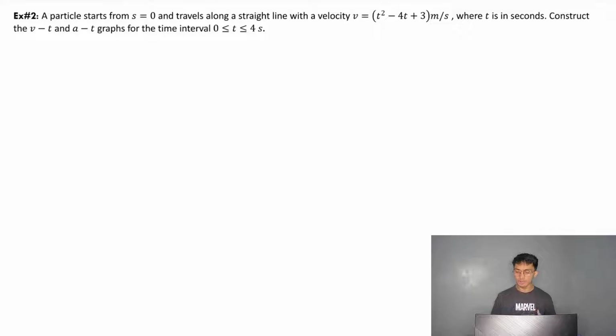Where yung t natin is in seconds. So, construct the VT and the AT graphs for the interval 0 less than or equal t less than or equal 4 seconds. So, kanina, sa problem number 1, ang binigay sa atin is an equation of the position ng S natin. Ngayon, ang binigay naman sa atin is the equation of velocity naman. And we are creating the VT graph pa din at saka AT graph. Wala tayong binigay na ST graph.